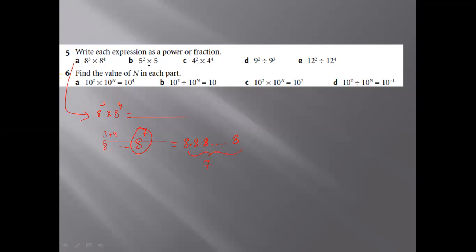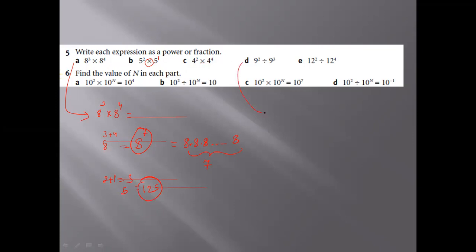Okay, and option B you can follow the same way. The bases are the same, and between the bases we have multiplication. That's why the powers are adding. 2 plus 1 is 3, so 5 power of 3 is 125. Okay, and we see the same here.